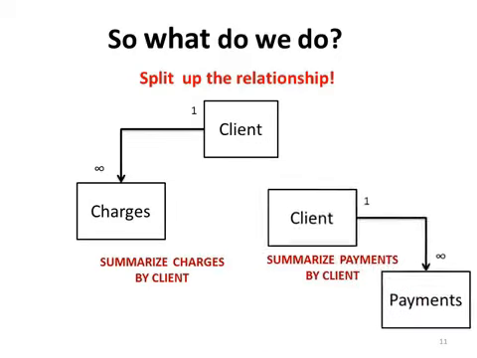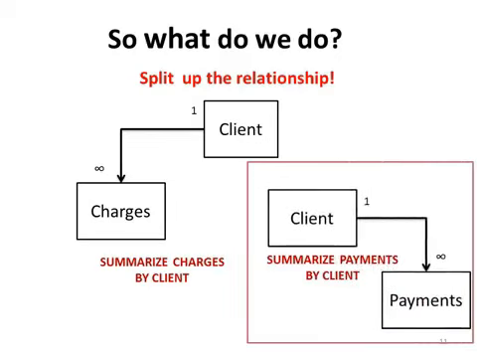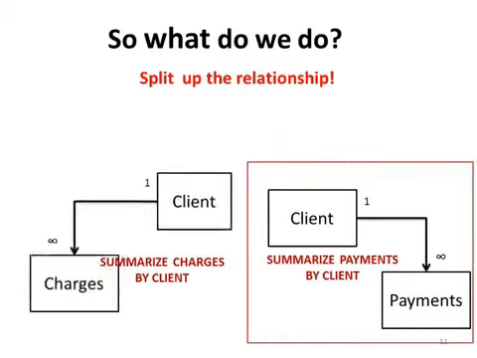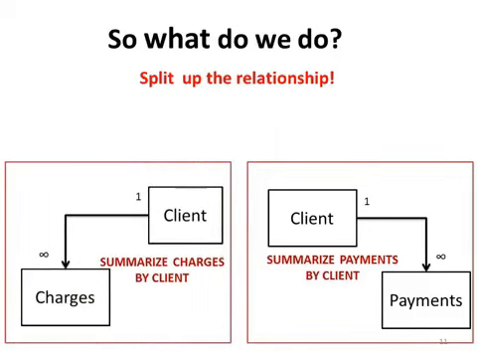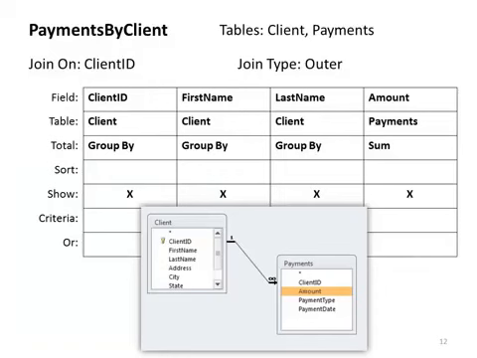We need to create a query that will do an outer join between the client and payments table, summarizing the payments by client. We need to create another query that will take the client and charges table, the outer join, summarizing the charges by the client. Here's the QBE grid for the payments by client. Notice we have an outer join.